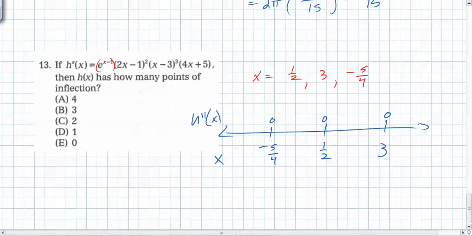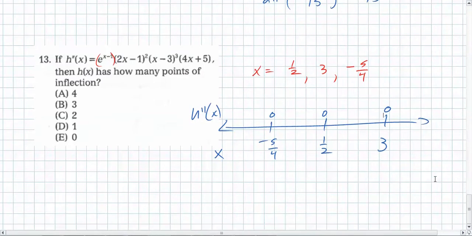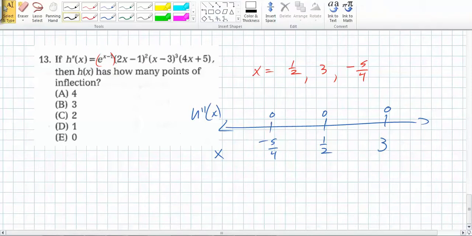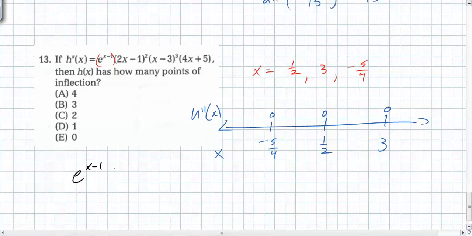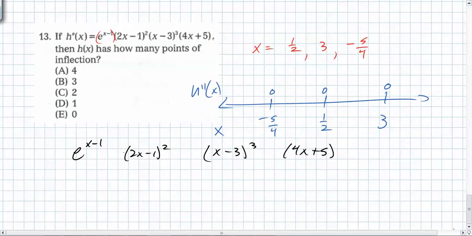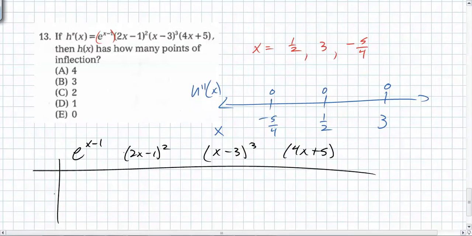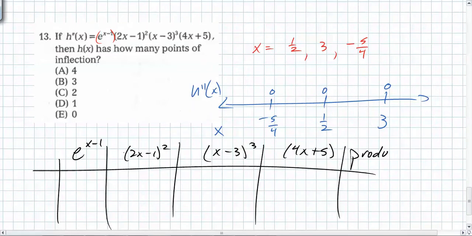So you have to plug numbers in and see what happens. Kids, a great way to do this, if you want to make a chart to keep track, because it's really easy to get it wrong, the way you do it is you write down all your pieces: e to the x minus 1, 2x minus 1 squared, x minus 3 cubed, 4x plus 5, especially since this is not a calculator one. And then you're testing a whole bunch of things, and then your product, like this. So like negative, huge number, right?